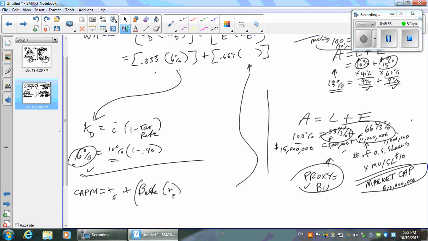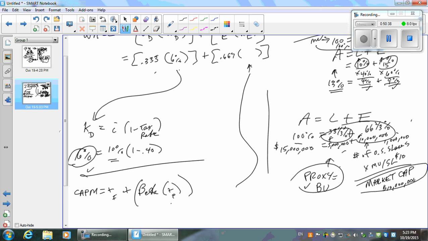So what is this thing? If this is the risk premium for the market as a whole, beta times risk premium is the risk premium for a particular company, for a particular firm. So what's beta? It is a proxy for the riskiness of your particular company. Really, it's the covariance of your company's returns, how much they fluctuate up and down over time, with the returns on the market as a whole.